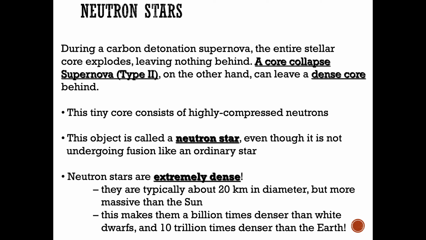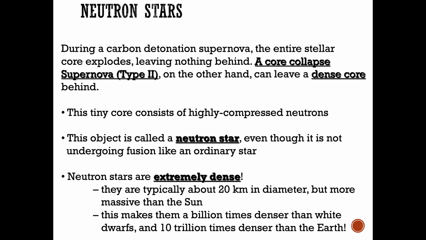Now, I can give an example for this density. They are typically about 20 kilometers in diameter, but more massive than the sun, right? Now, the sun is huge, right? It has a huge diameter. Now, these objects that we consider as neutron stars are actually even more massive than the sun, but their typical diameter is around 20 kilometers, right? Now, this is a very small object compared to the astronomical scale, right?